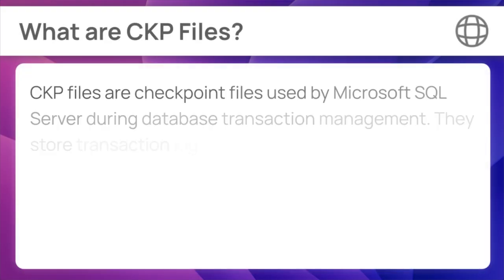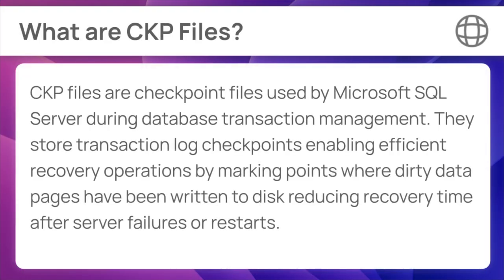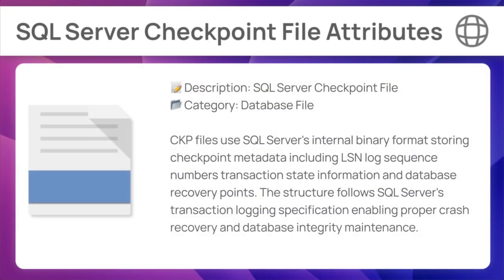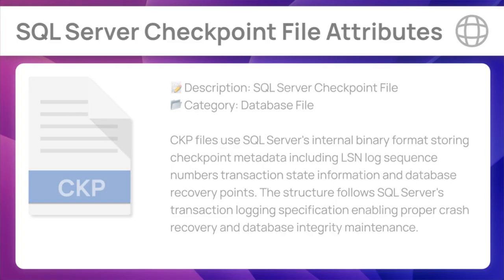CKP files are checkpoint files used by Microsoft SQL Server during database transaction management. They store transaction log checkpoints, enabling efficient recovery operations by marking points where dirty data pages have been written to disk, reducing recovery time after server failures or restarts. CKP files use SQL Server's internal binary format, storing checkpoint metadata, including LSN log sequence numbers, transaction state information, and database recovery points. The structure follows SQL Server's transaction logging specification, enabling proper crash recovery and database integrity maintenance.